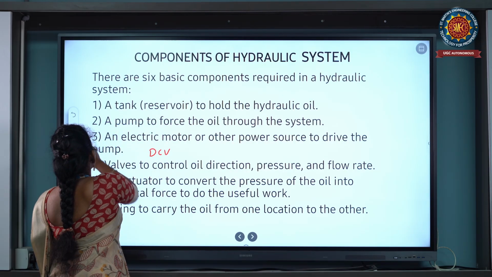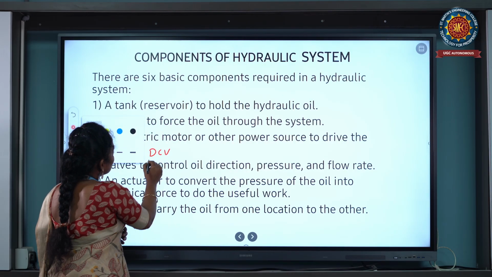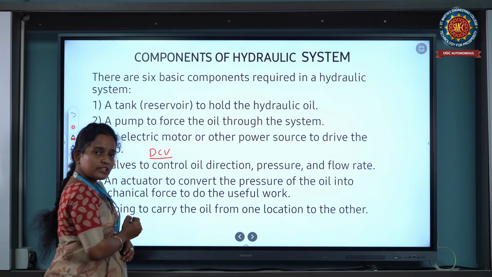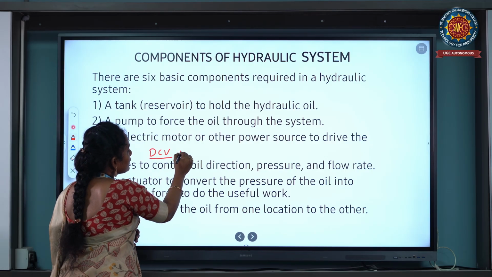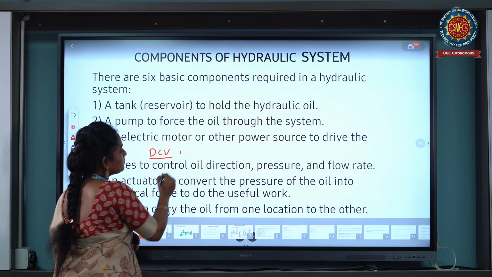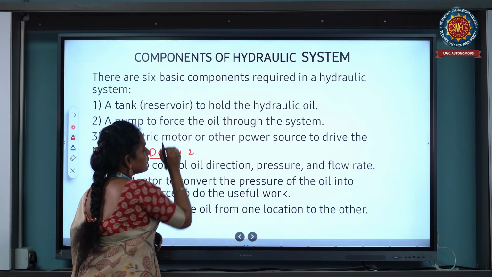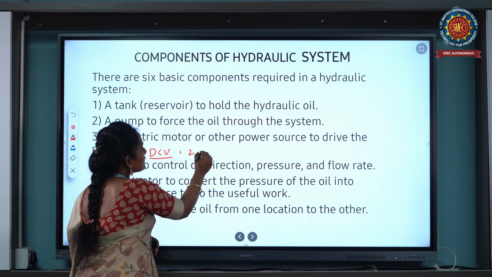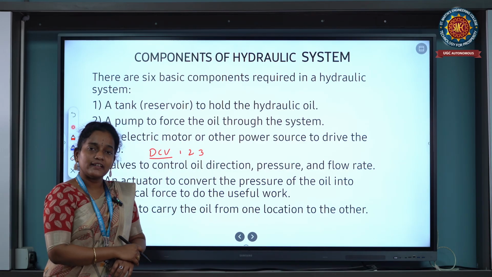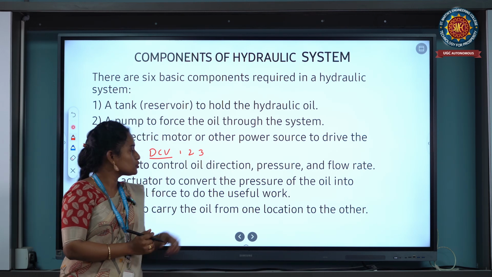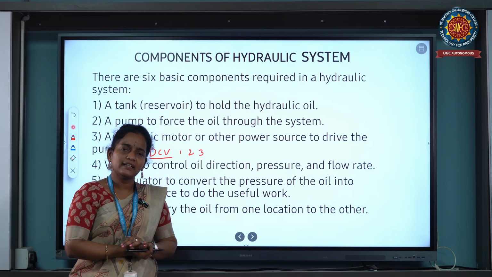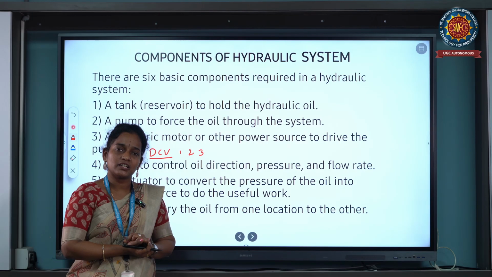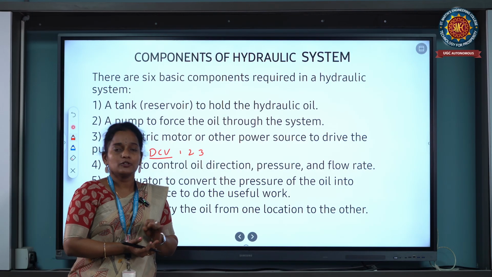See here, the control valve consists of 3 points. One is the off button. Second one is the on button, forward direction. And third one is the return button. Why? Because the direction control valve is mainly used to control the direction, flow rate and also pressure.